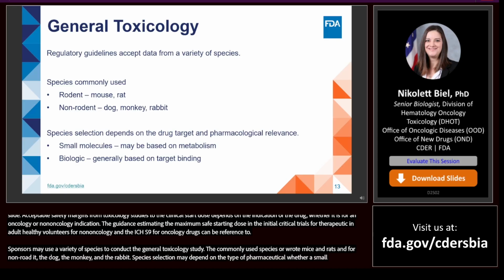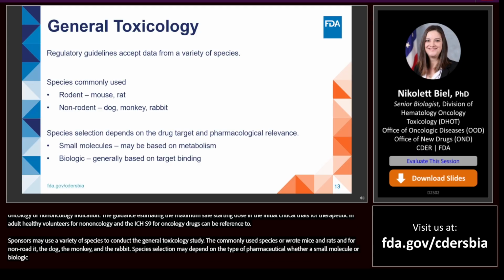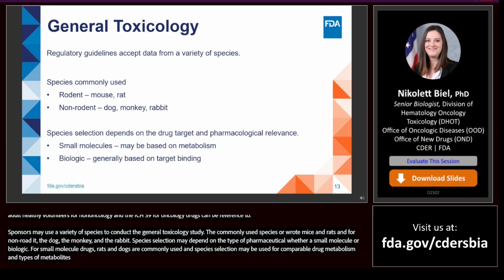For small molecule drugs, rats and dogs are commonly used, and species selection may be based on comparable drug metabolism and types of metabolites present compared to humans. For biologics, species selection will depend on the target binding.